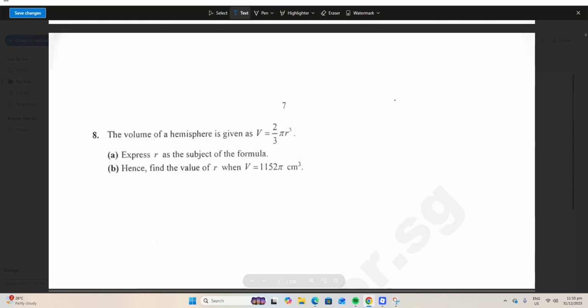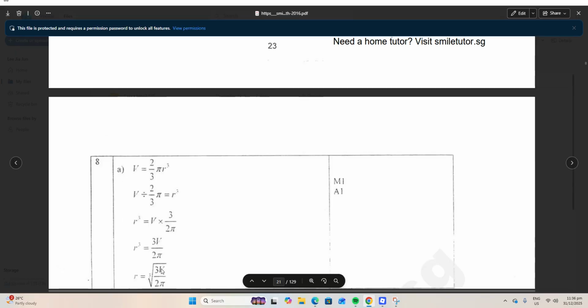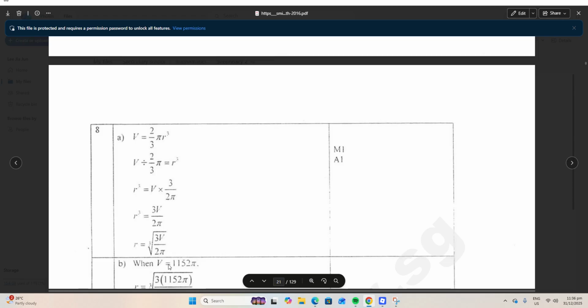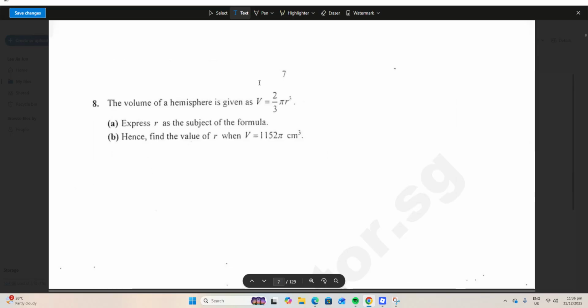Okay. Hence, find the value of r when V is equals to 1152 pi. So you just sub in the value. You sub in V 1152 pi over here, so it becomes like that. Okay, 12. Usually you will get a very nice number. And to check, what do you do to check? You get r equals 12, right? Sub it back here. r equals 12. See, you get 1152 pi.